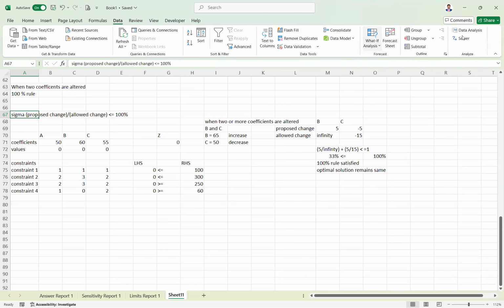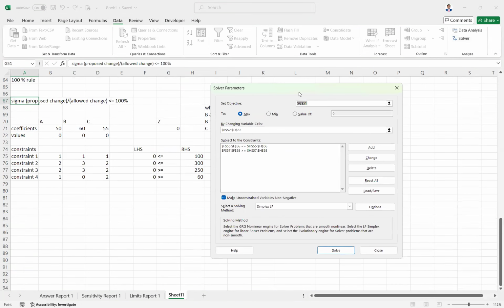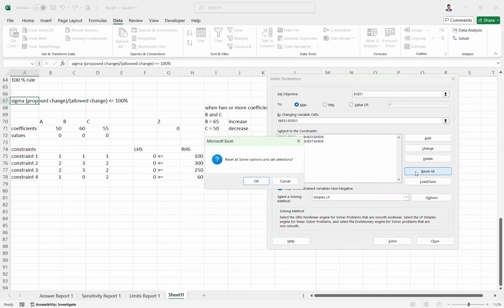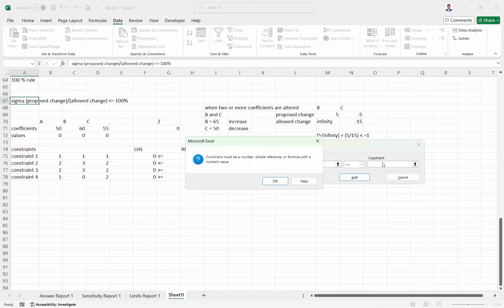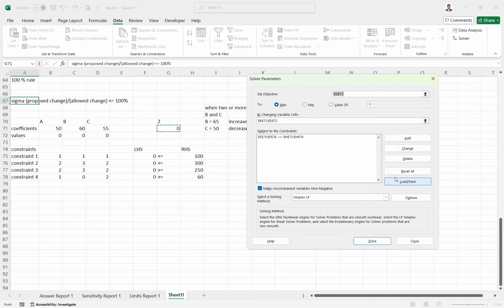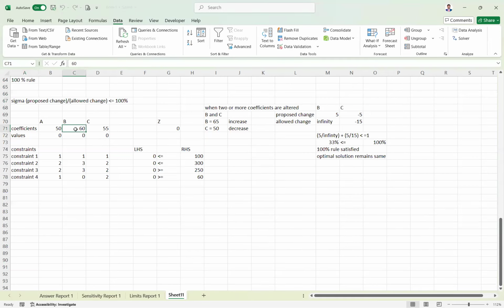Data, Solver. Always reset this so that you don't enter any wrong value. Z is your objective function, maximize it, changing these 3 values. These are your constraints. But I haven't changed the coefficients yet. I need to change them. I'll change the coefficients. Add it. Then these two. This is greater than or equal to. These are the constraints. Since I have not yet changed these coefficients, let me just close it. So B is 65, C is 50.